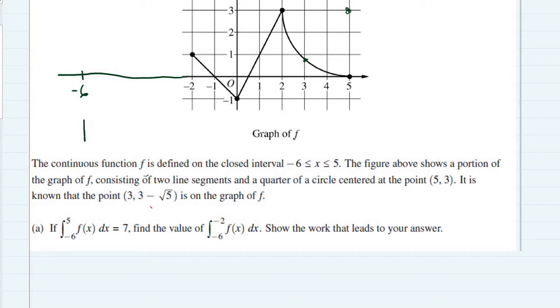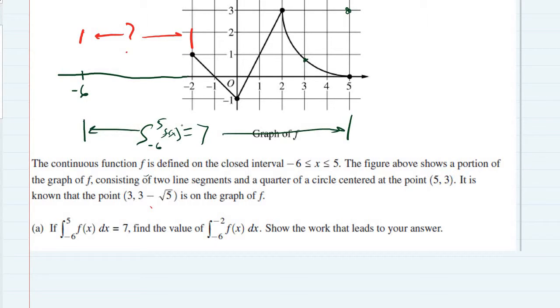So in other words, if we were to take the whole integral here, from -6 to 5 of f of x dx, that whole area there is 7. Now, what are they asking us to find? They're asking us to find the integral that's just from -6 to -2. They're asking us to find this. So they want us to find this area. But they've given us this whole entire area.